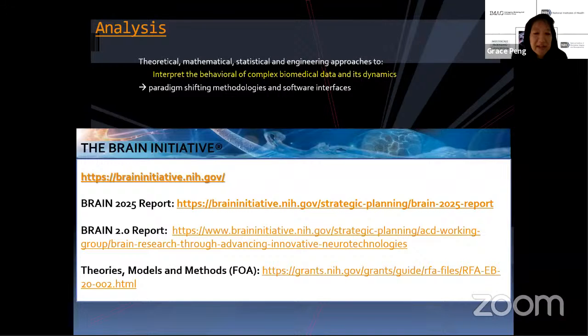One of the big things that I focus on is the NIH Brain Initiative, where I work with 10 other institutes at the NIH. And a lot of what we promote is through the Brain 2025 report and the Brain 2.0 report that just came out this past year, and take a look at the funding opportunity for theories, models, and methods, which I posted here.